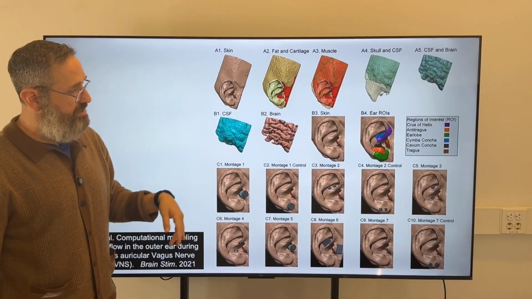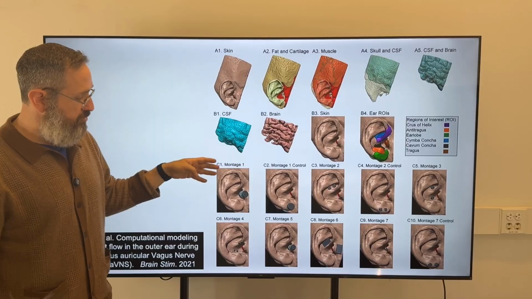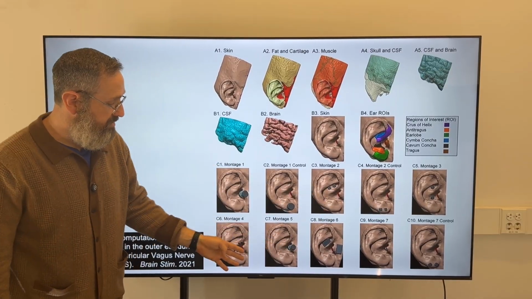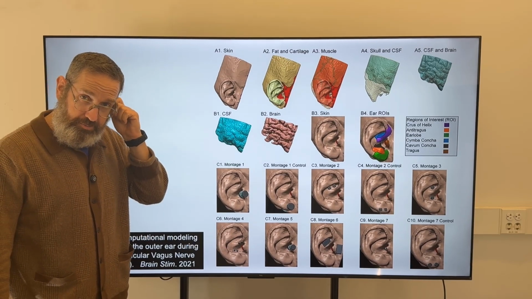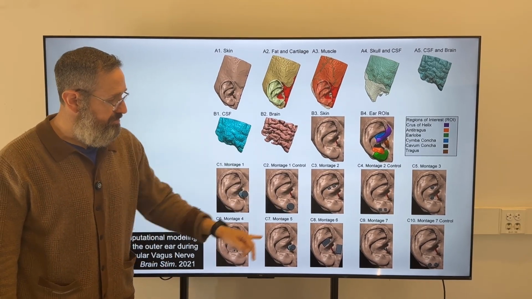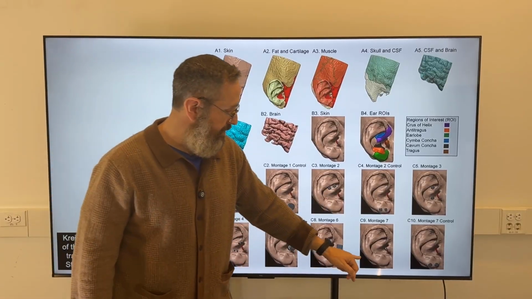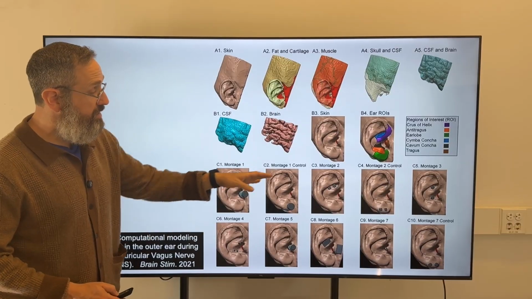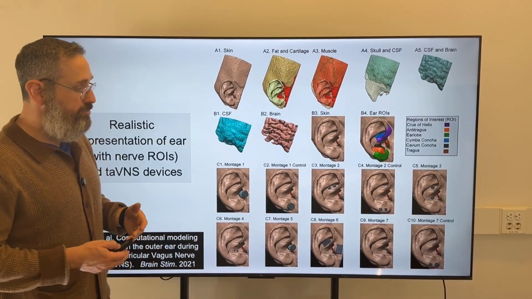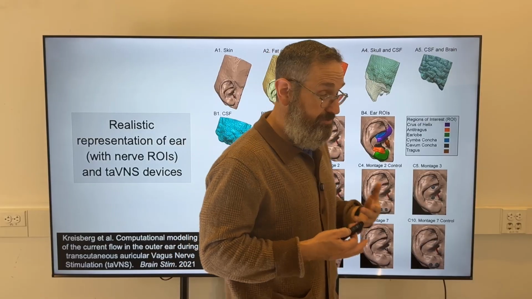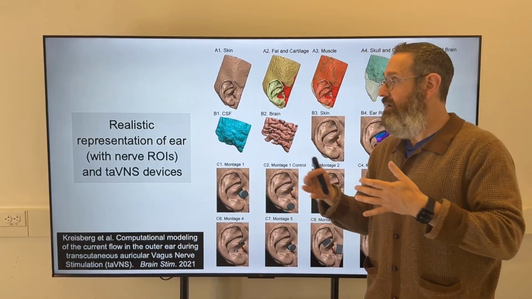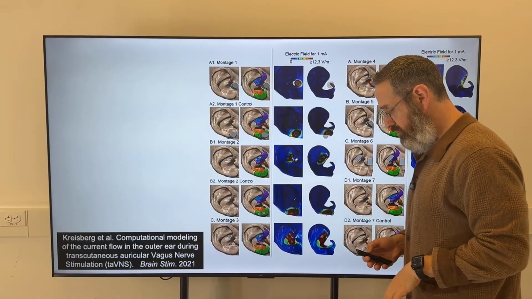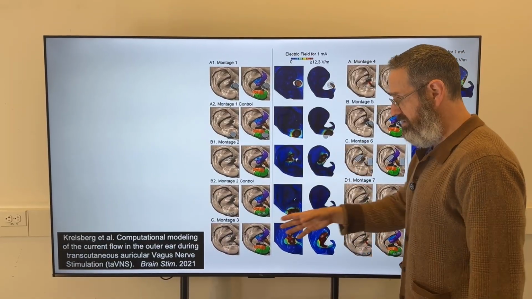And then the second piece of all these computational models was to represent the device itself. As I mentioned, you can see that there are different devices that deliver current to different parts of the ear. So here you have two electrodes here. Here you have two electrodes here. And because the electrodes are in a different place, they will produce current in different parts of the ear. So even though it's one ear, we can have different outcomes. And again, I don't want to go through all the results in detail.